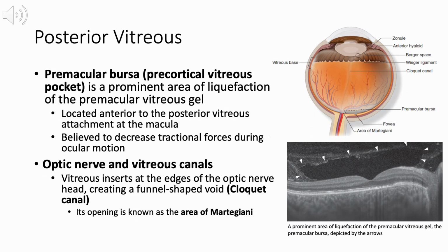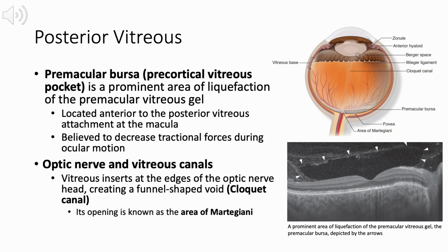This slide addresses the anatomy of the posterior vitreous, beginning with the premacular bursa, also referred to as the precortical vitreous pocket. The premacular bursa represents a prominent area of liquefaction within the premacular vitreous gel. It is located anterior to the site of posterior vitreous attachment at the macula and is believed to decrease tractional forces during ocular motion.